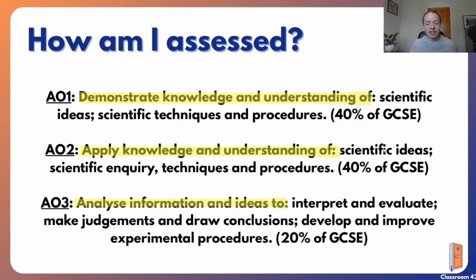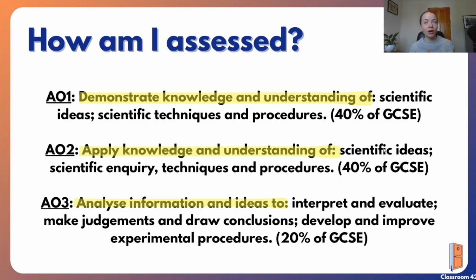So how are you assessed? There are 3 assessment objectives, and these form the basis of each exam question that you will face. So AO1 is demonstrating your knowledge and understanding of scientific ideas, techniques and procedures. And this is about 40% of your GCSE. So 40% of the marks for this paper will be based on demonstrating that knowledge and understanding.